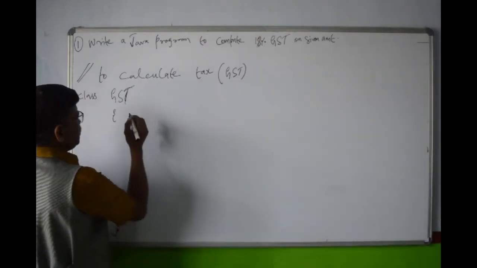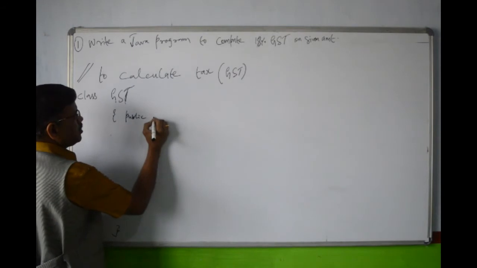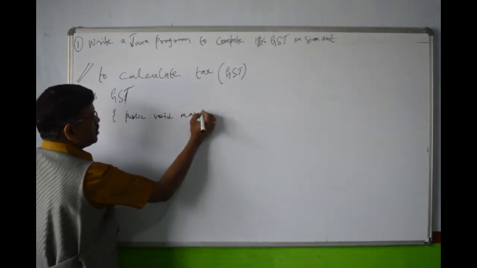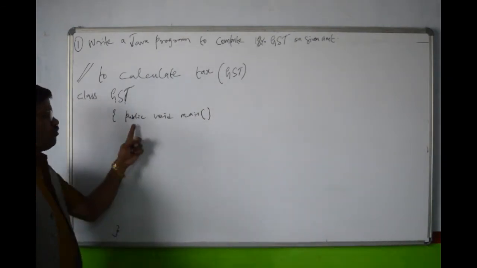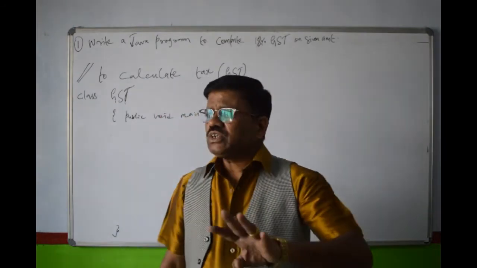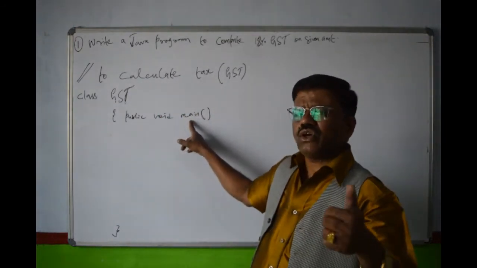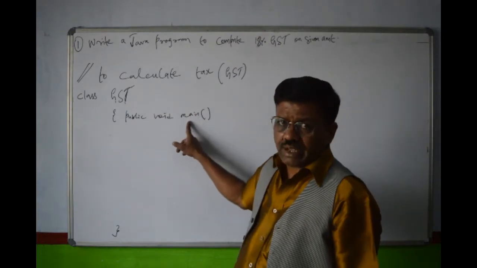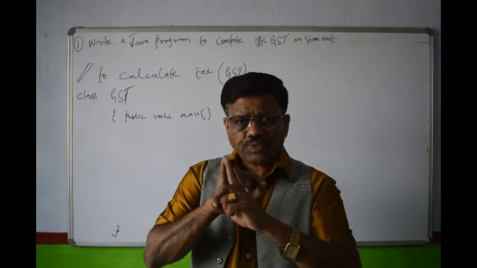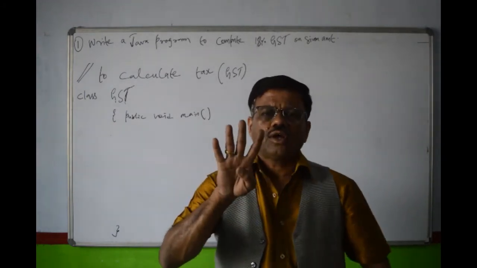Here I write public void main. I repeat again. What do you mean by that? Functions can be of four types. Function or method is the same. The method name is called main. A method can be public, private, protected, or default. A method is of four types.